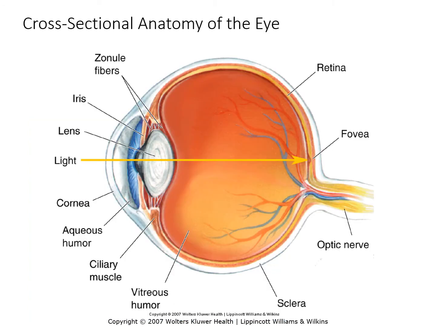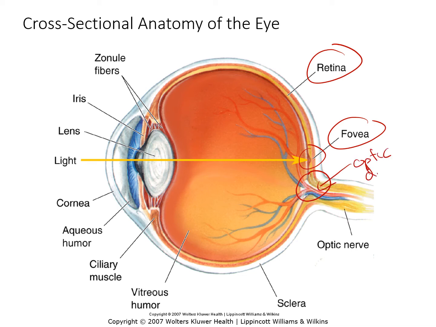So I'm going to take another quick cross-sectional look here. We can see the retina is at the very back. The fovea is that central point where light projects to. Here's that optic disc. That is your blind spot, because that is where all the nerves are leaving. There actually is no retina there. You have the sclera, the protective outside white part of the eye.